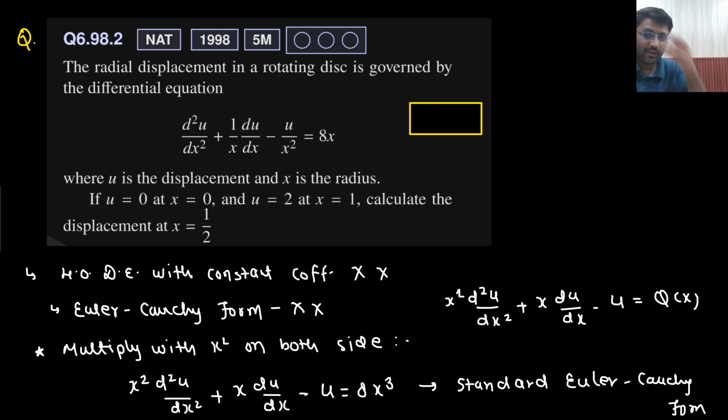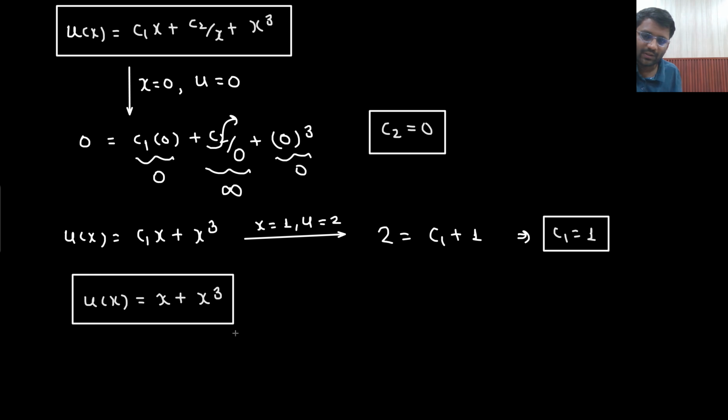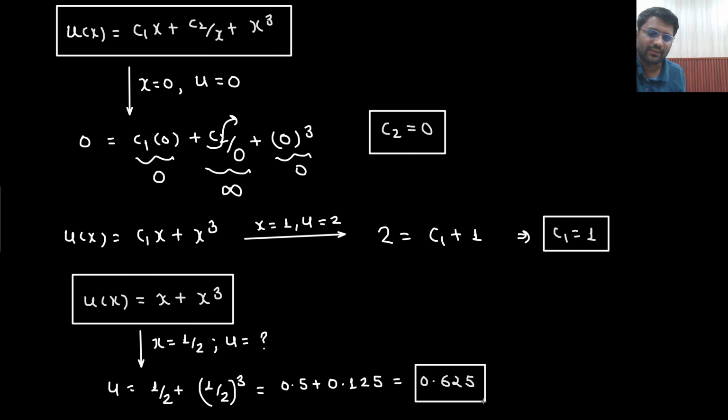Understandable? Now what you are supposed to find out? Displacement at x equals to 1 by 2. So you need to put x equals to 1 by 2. At x equals to 1 by 2, what is the value of u? So 1 by 2 plus 1 by 2 cube. 1 by 2 means 0.5. What is the value of 1 by 2 cube? That means 1 by 8, which is 0.125. So what is the answer we are getting? 0.625. This is the answer that we are getting.